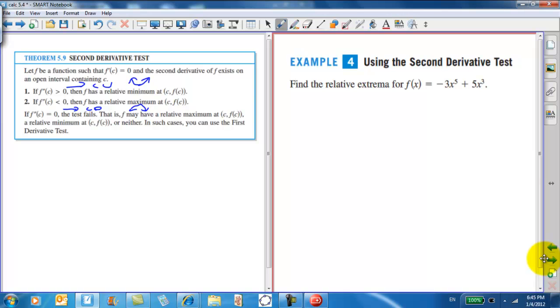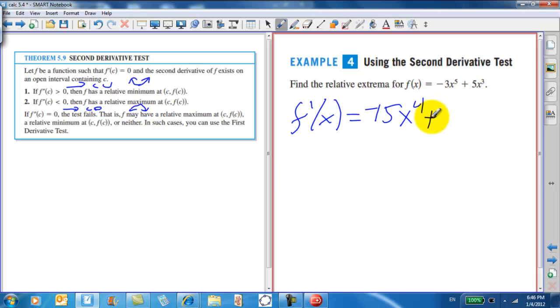So find the relative extrema of this using the second derivative test. So the first derivative is negative 15x to the fourth plus 15x squared. And so first we can find the critical numbers.